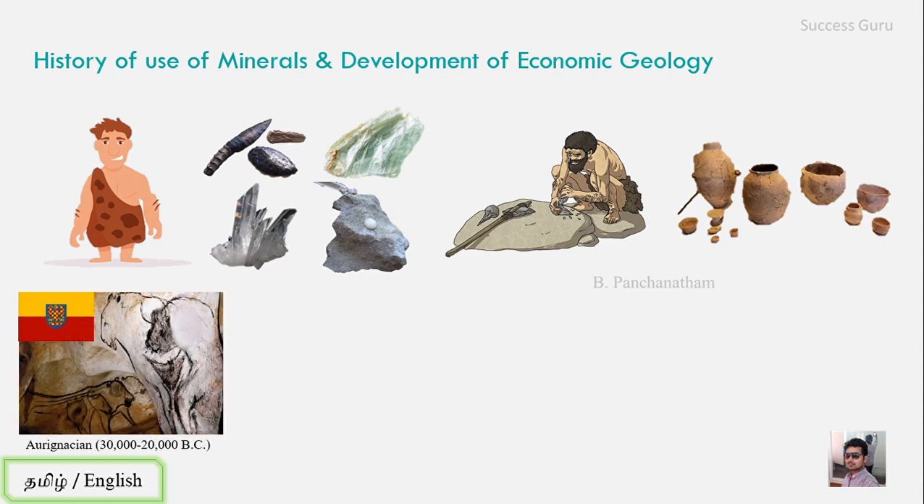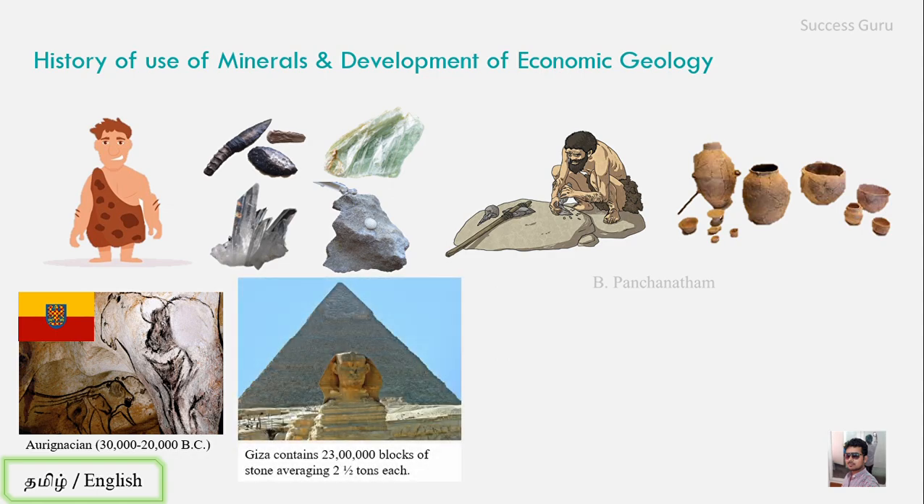And burned clay figures, believed to be from 30,000 to 20,000 BC, have been discovered in Morocco. So that is the oldest record. And you know the Giza pyramid, right? During the building of this pyramid, in 2980 to 2925 BC, this extractive industry must have been on a grand scale. The pyramid of Giza contains 23 lakh blocks of stone with an average size of 2.5 tons each. So you can imagine the scale of excavation, right?